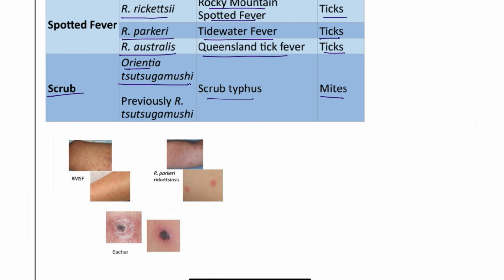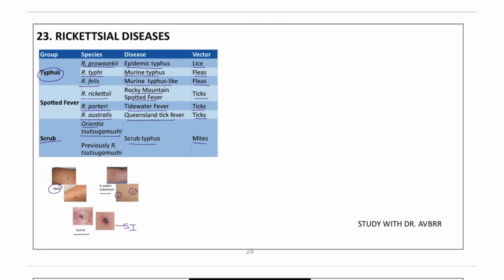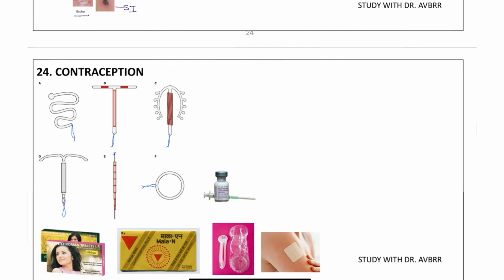Okay, these are the features, and here is how the presentation will be seen. Rocky Mountain spotted fever has a rash, and the rash will be diffuse as you are going to see. Eschar formation is seen in scrub typhus. In Rickettsia parkeri, the lesions are more prominent than in Rocky Mountain spotted fever. And the drug of choice for all these conditions is doxycycline.